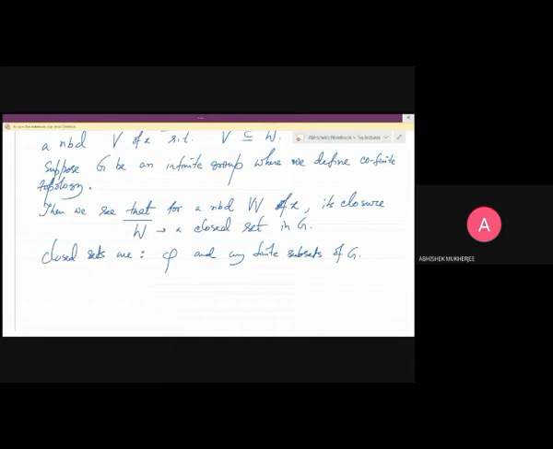Any finite subsets of G. Now, how many? What is the cardinality of this W bar? What will be the cardinality of W bar? Any finite subsets phi, any finite subset of G, and the whole set.